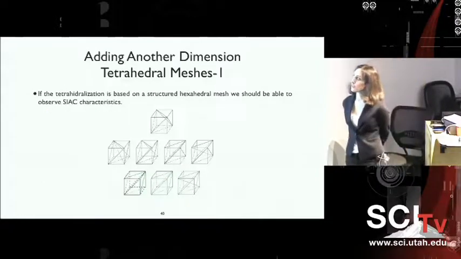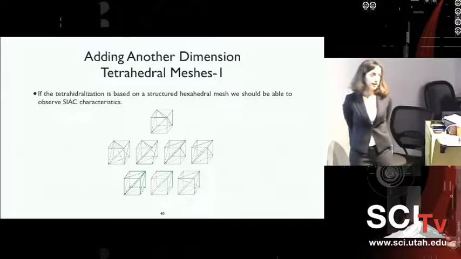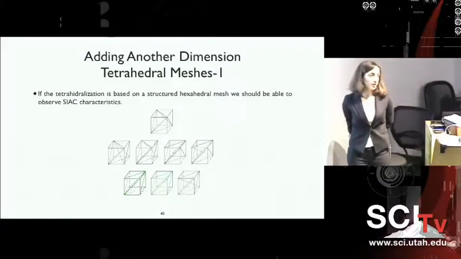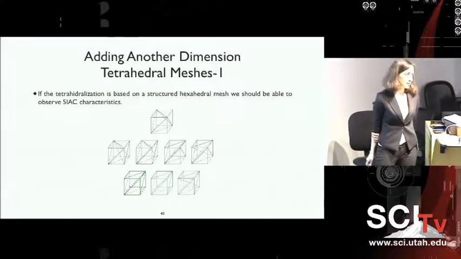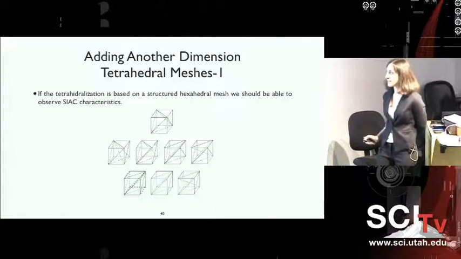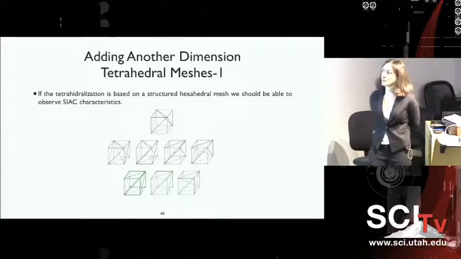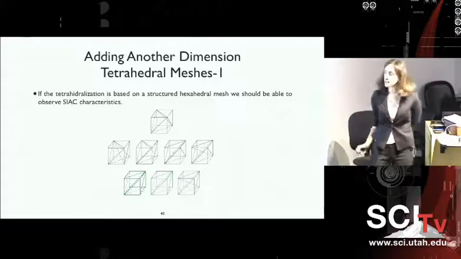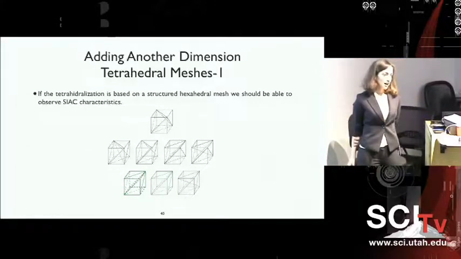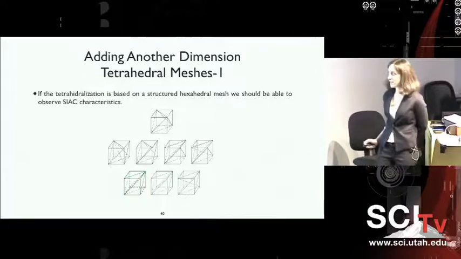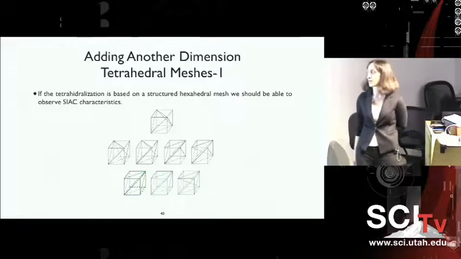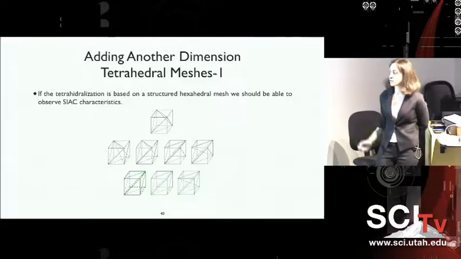To show that adding another dimension will not affect the quality of the results, we tested our SIAC scheme for structured tetrahedral meshes. If the tetrahedralization is based on a structured hexahedral mesh, we should be able to observe SIAC characteristics. There are exactly eight different ways to subdivide a hex element into tetrahedra. It doesn't matter which one of these we choose. We should be able to observe higher accuracy and more smoothness.